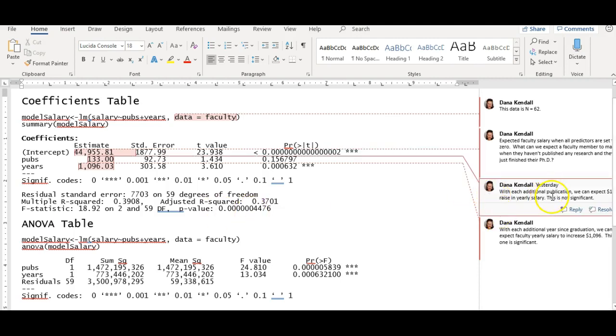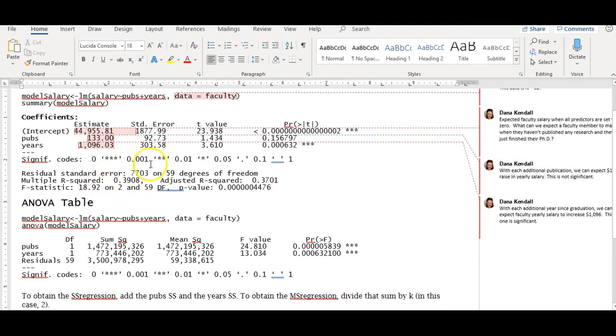All right, so I made notes on this, and then down here, remember, is the information about the model as a whole. And so the multiple R squared is 39.08% of the variability, and salary is explained by the optimally weighted combination of these two predictors. That's important to know. And this is a big effect size. So this effect size is rather large.